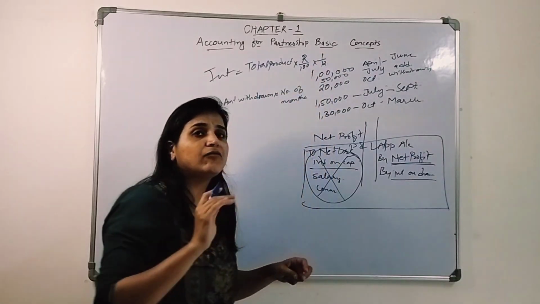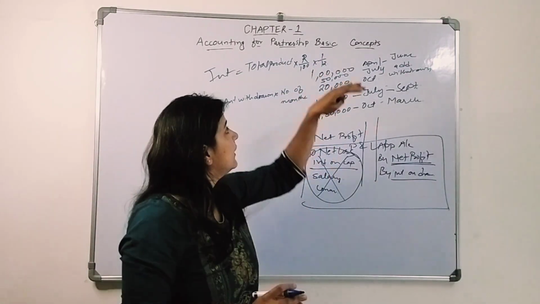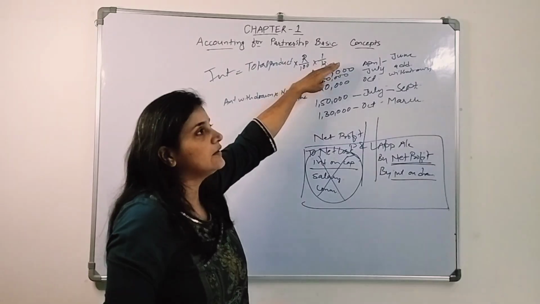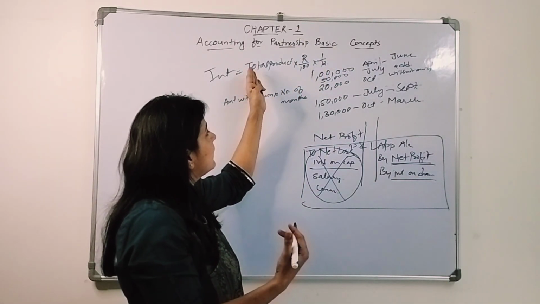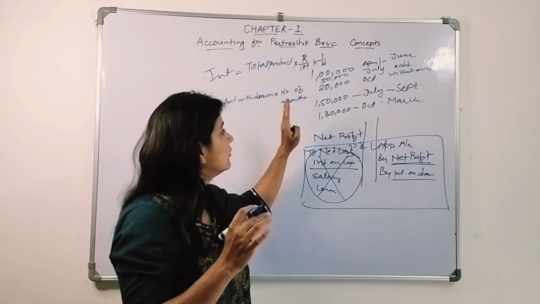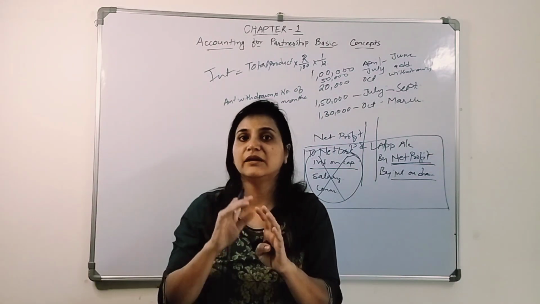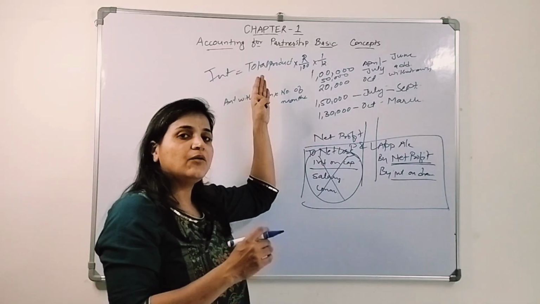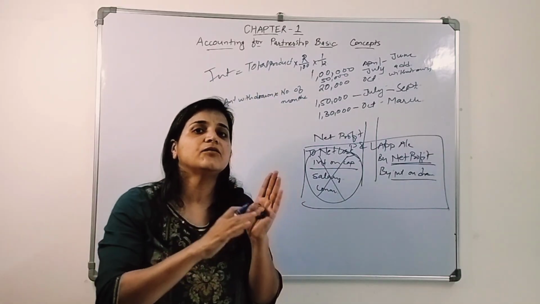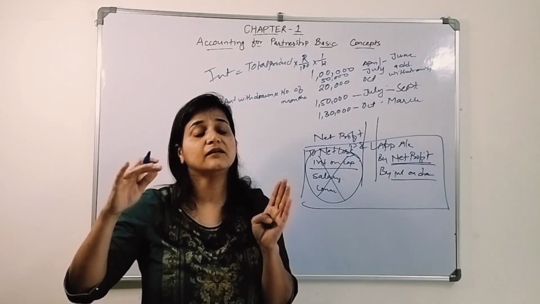I have explained in detail why 1 by 12, because 12 is the denominator, which is the same. So here we will multiply the amount which has been withdrawn into the number of months remaining to charge the interest. This formula we need to follow when there is a varying amount at irregular intervals.